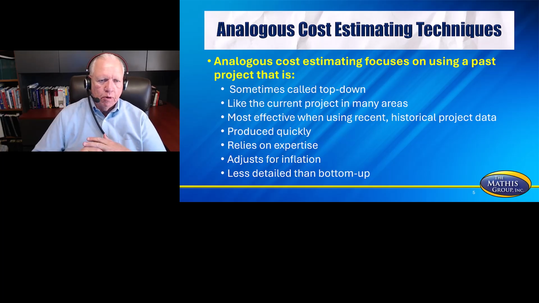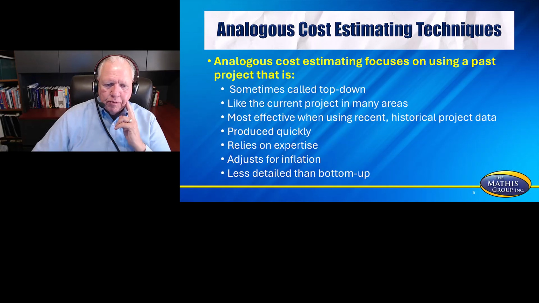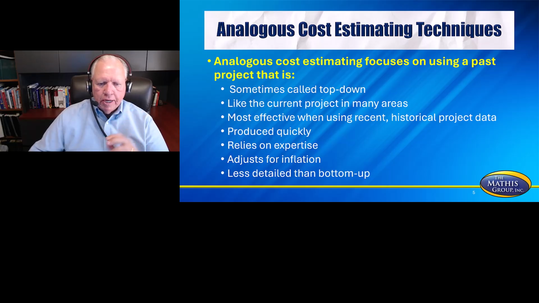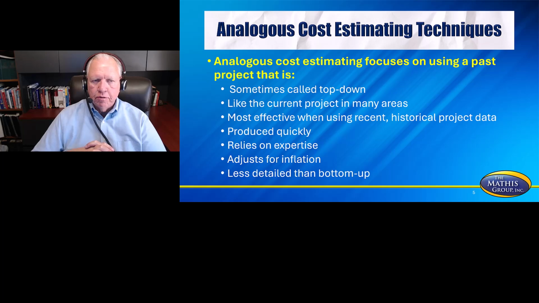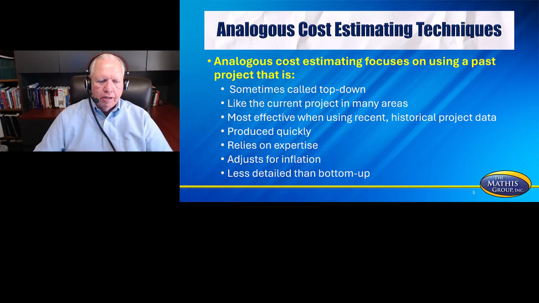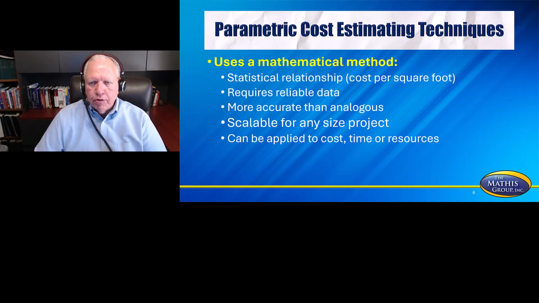Now let's examine this for a moment. So let's say you're putting a new fence up in your backyard and you're in a subdivision and every backyard is the exact same size. If your neighbor just put a new fence up for $5,000 and you're putting one up the next month, that estimate's going to be pretty close. But if your neighbor spent $5,000 10 years ago and now you're putting one up, it's probably going to be a lot more than $5,000. It's most effective when you're using recent or historical information. It's produced quickly, it relies on expertise, it adjusts for inflation, it's less detailed than bottom up, and that's the reason why we do it so many times in the early stages of a traditional project is because it is so fast.